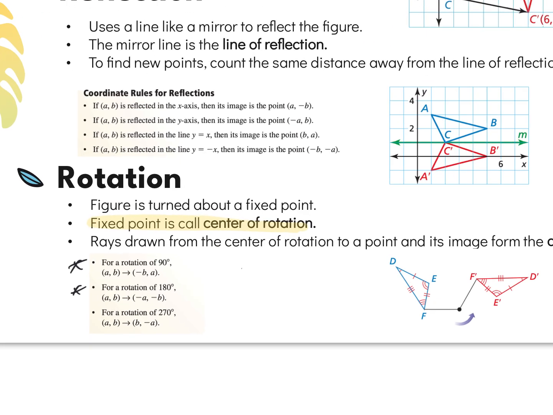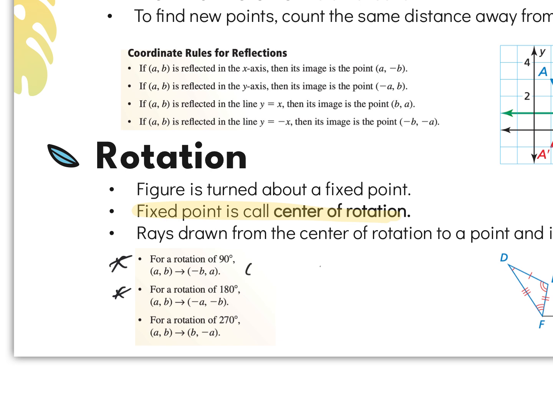If I'm rotating something 90 degrees and its original point is 3, 4, notice what happens. My x and my y are going to switch places, and my x is going to become the opposite of what it was. So a rotation of 90 degrees will put A prime, let's say, at negative 4, 3. A 180 degree turn is going to put my A prime, basically, my x and y stay in the same spot, 3 and 4, but they both become opposite. So negative 3, negative 4.